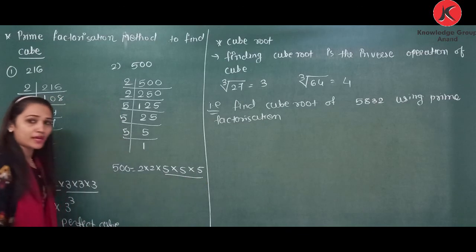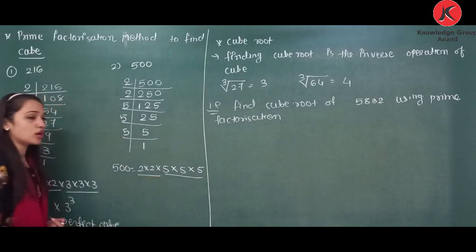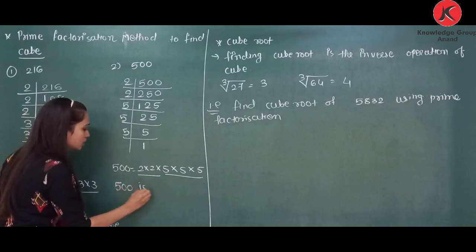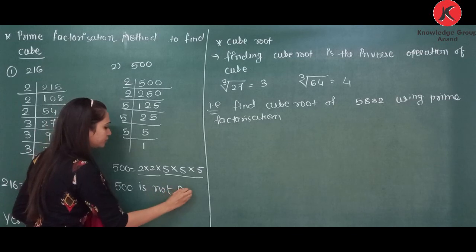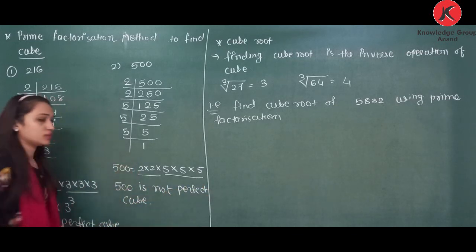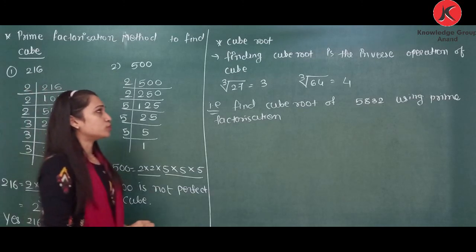Now 5 is in a group of 3 but 2 is not in a group of 3. Only 2 times 2 occurs. So that's why it is not a perfect cube. So 500 is not a perfect cube. Clear?